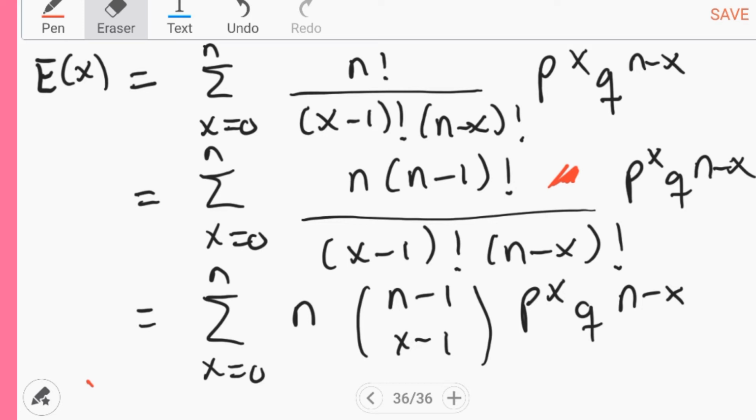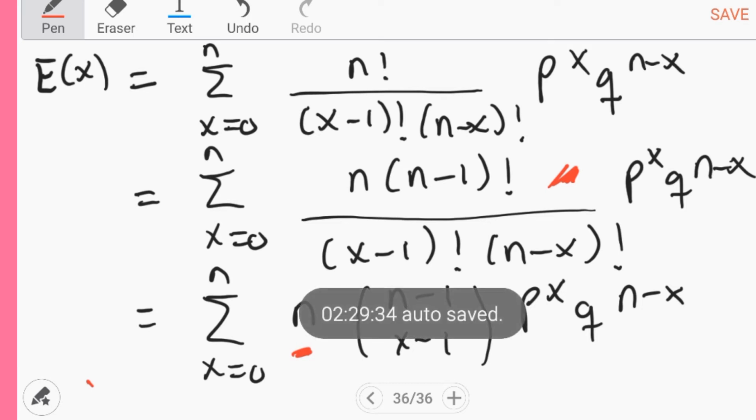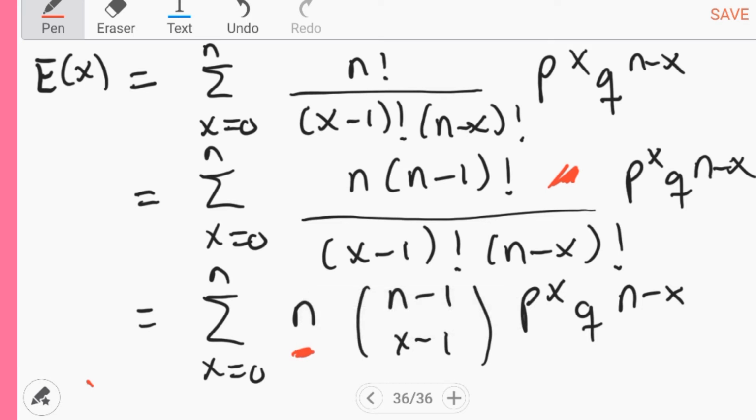Okay, so now we have this. So you realize that we still can't use the binomial expansion theorem. There's a presence of this n. And if you add x and n minus x, although you are getting an n, because of the presence of this n, we can't use the binomial expansion theorem. So now let's proceed.